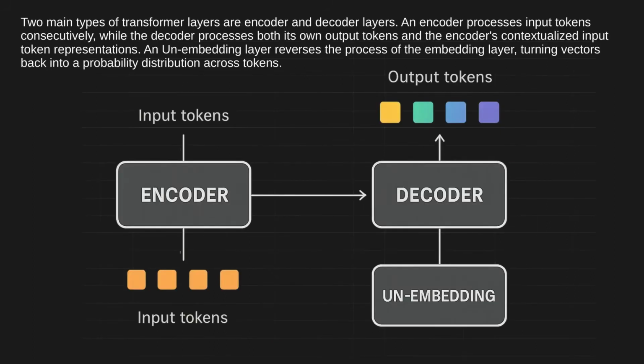2 main types of transformer layers are encoder and decoder layers. An encoder processes input tokens consecutively, while the decoder processes both its own output tokens and the encoder's contextualized input token representations. An unembedding layer reverses the process of the embedding layer, turning vectors back into a probability distribution across tokens.